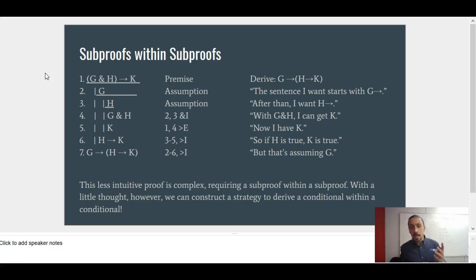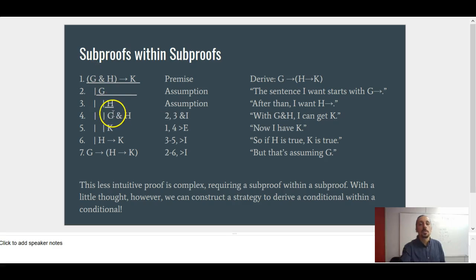So I'm going to want to assume H. There's a second vertical line here, so it's an assumption within an assumption. But now that I have G and I've assumed H, I can draw on what I've assumed previously to the left-hand side and use conjunction introduction to create this AND sentence, G and H. And if I have G and H, I have K by conditional elimination.